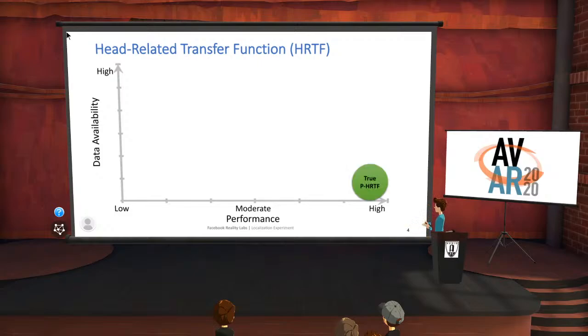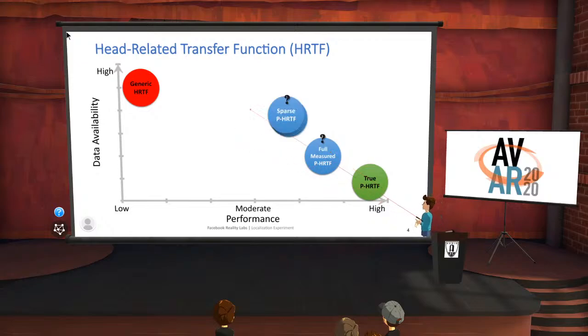At one end, we have the true personal HRTF, the best HRTF that we can get, but we don't really have such data. On the other end, we have the generic HRTF, which is readily available, but the performance is expected to be quite low. Then we can ask ourselves what the performance is of using a fully measured personal HRTF, and what the performance is of using sparse HRTFs. As you can see, we have multiple circles here because it depends on how many measurements there are, and also on exactly what representation or interpolation we use once we have a sparse HRTF.